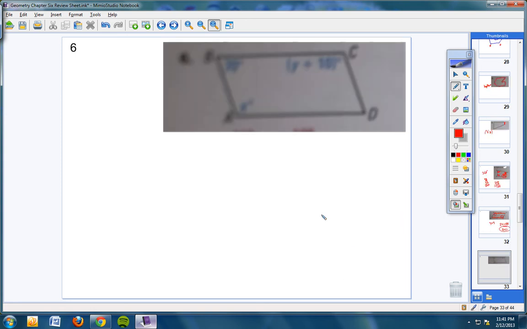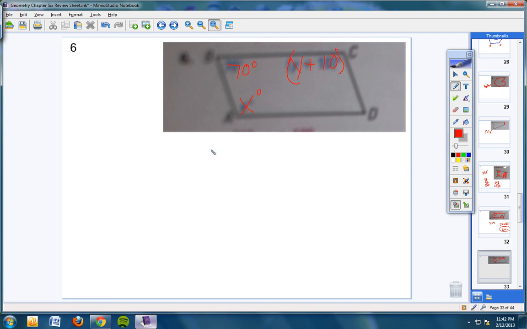Okay, moving on to number 6. Wow, that's really bad. This is a 70 right here, and this is an x, and this is a y plus 10, y plus 10 in parentheses. Okay, now we do have a parallelogram. It states that in the directions. And look, this is kind of scary.